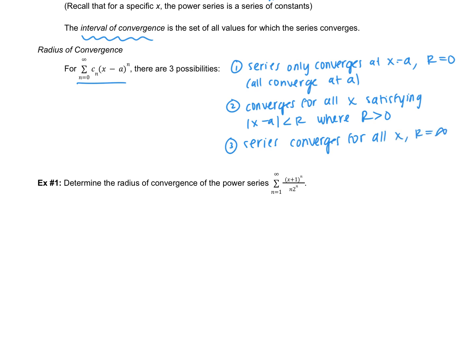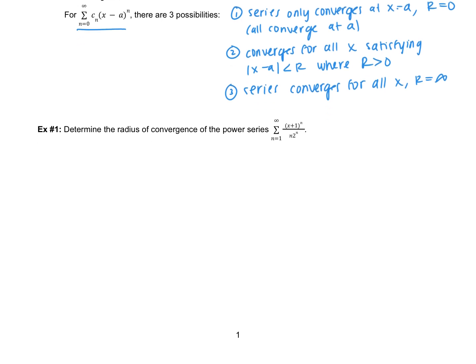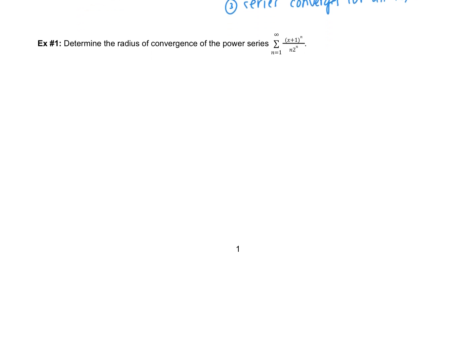So at this point you might be thinking, do we need to remember all of those convergence tests? No, we don't need to remember all the convergence tests. We're going to look at this one example and then move on. So this example 1, we are going to determine the radius of convergence for that power series that we are given. So what we're going to do is use the ratio test. So let's do a quick review of the ratio test, and then we'll actually use it.